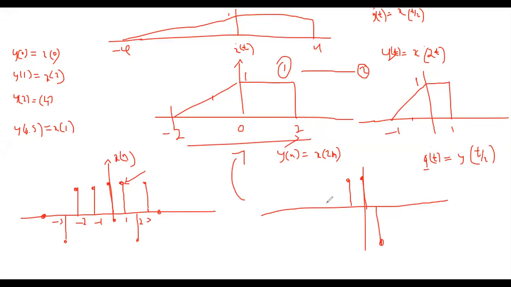Sir, is it like we are multiplying a constant? What did we do? We are dividing, but not a constant, it's the t. See here, q of t is going to operate on y of t such that its time is going to get divided by 2.